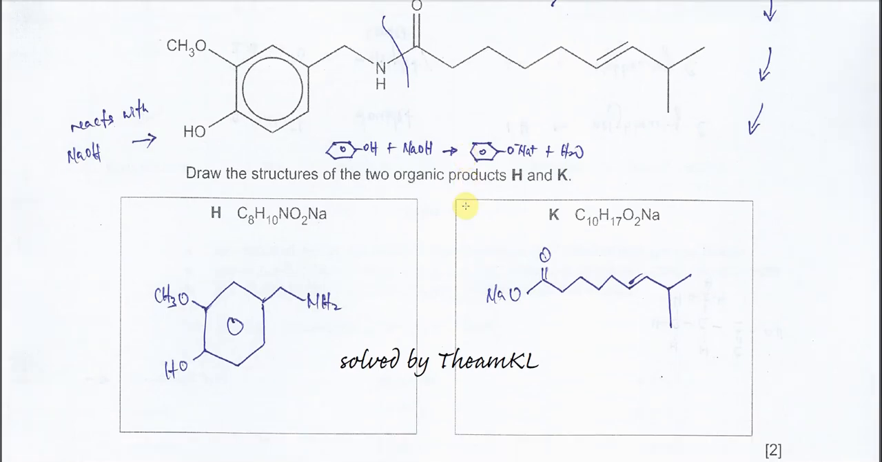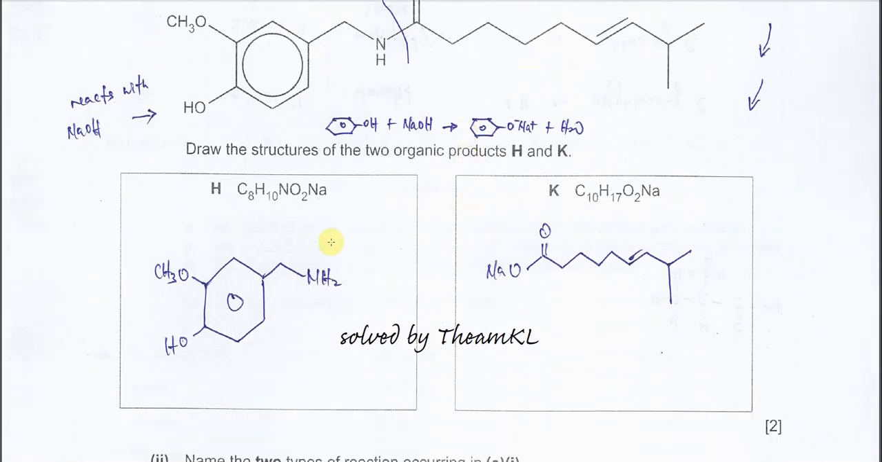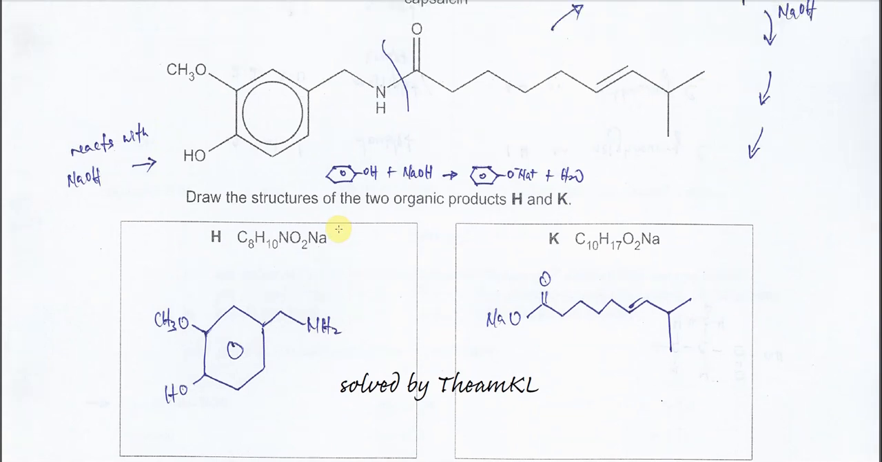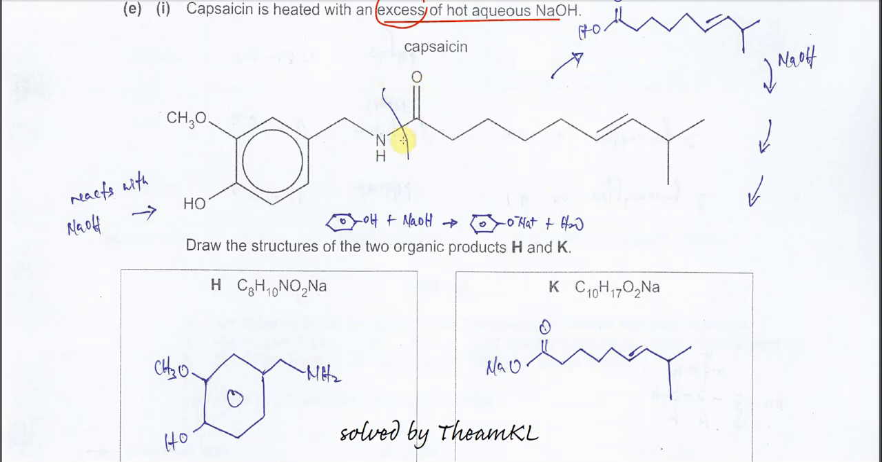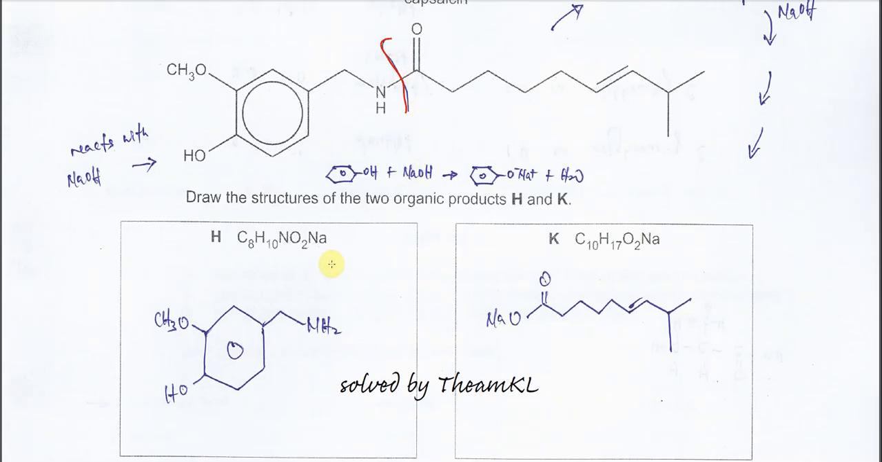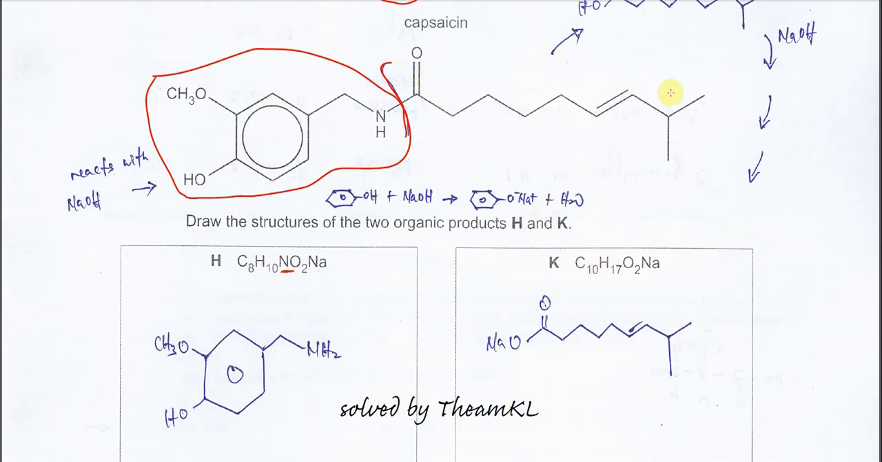And in the table, it's telling you that it's formed two organic products. So we are quite sure the hydrolysis of this amide will happen. Means these amide bonds will break and it will form two compounds. Since here you see nitrogen, the H will be mostly from this part, and of course the K is from this part.